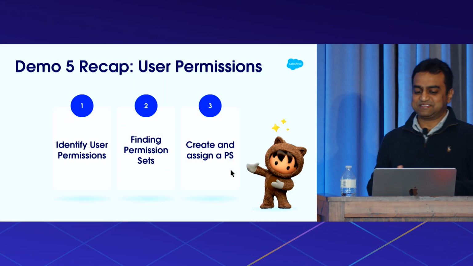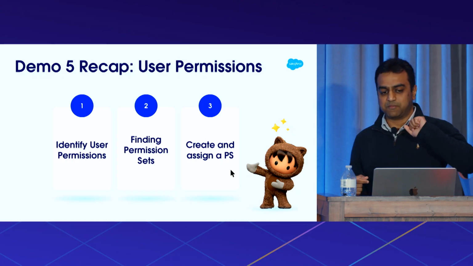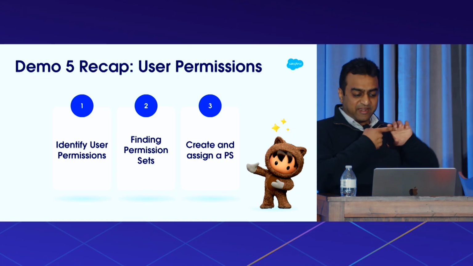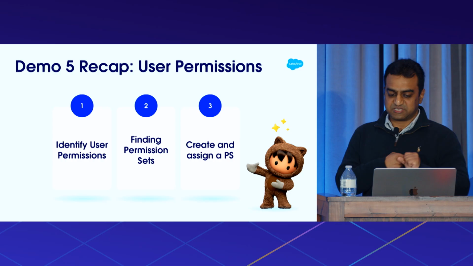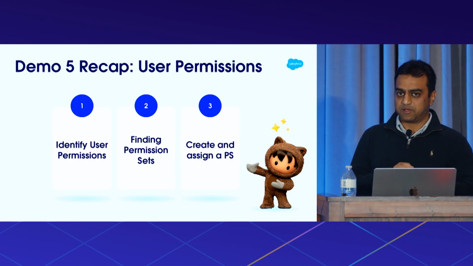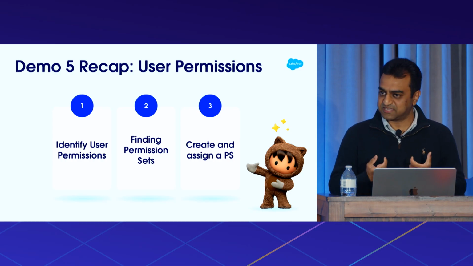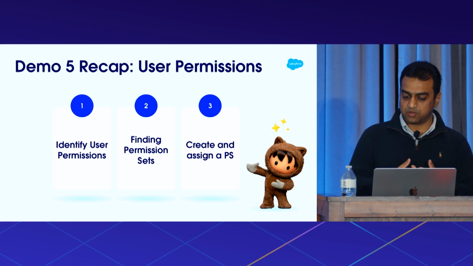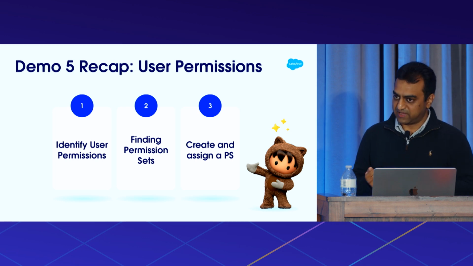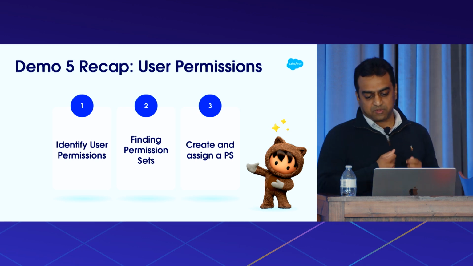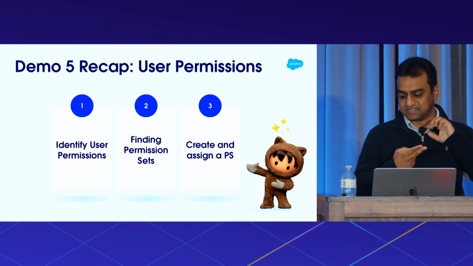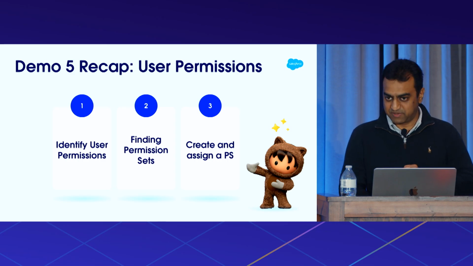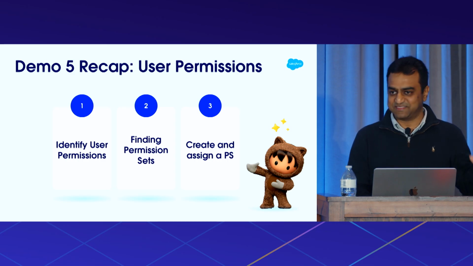Awesome. So let's recap. The agent was able to help John identify user permissions for a particular task. The agent was able to help John with finding permission sets that have a particular permission associated with it. And finally, it was able to help him create a permission set as well as assign it. By the way, he didn't have to click anything. It was just having a conversation all the way through.